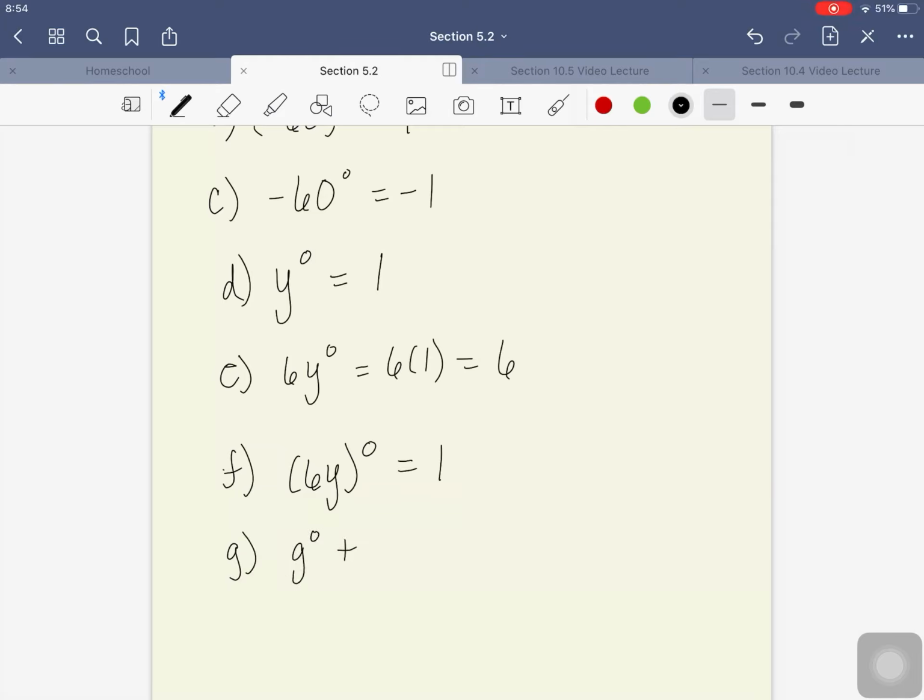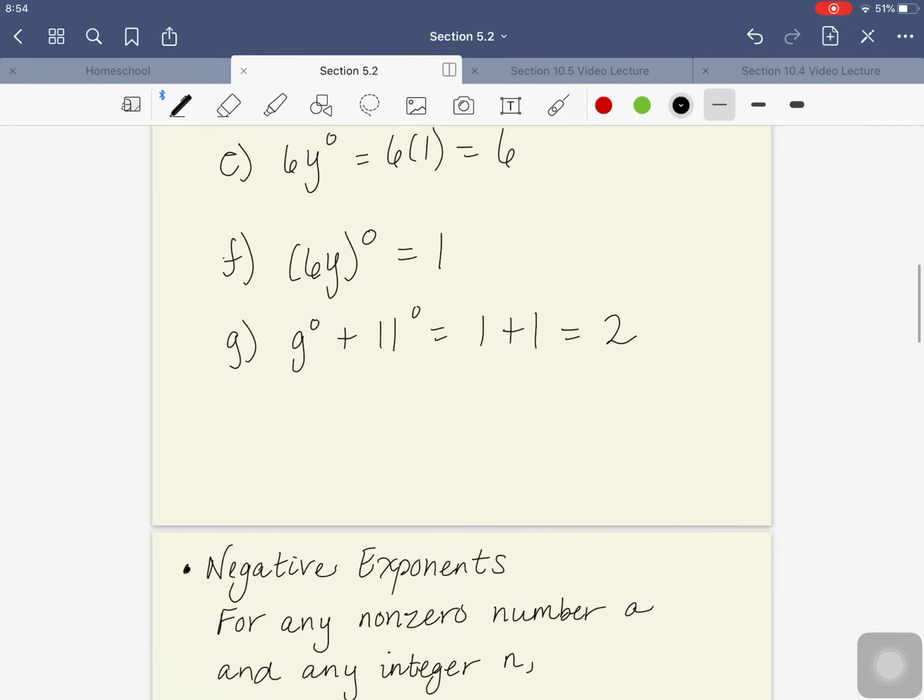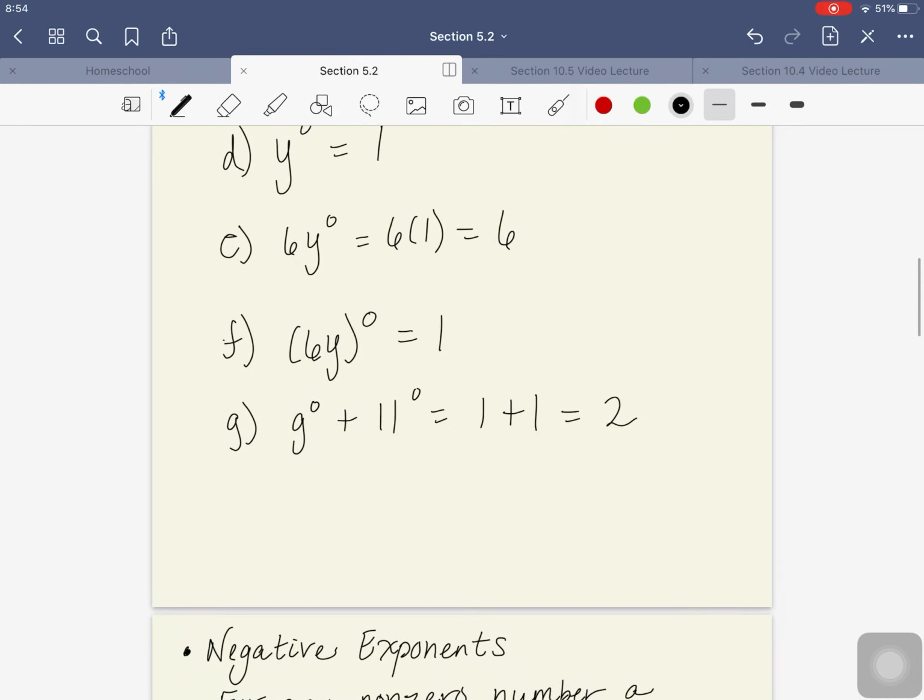g to the 0 plus 11 to the 0 would be 1 plus 1, and that would equal 2. And then negative 8 to the 0 minus 11 to the 0. Of course, you would carry the negative over into your answer, so negative 1 minus 1 equals negative 2.